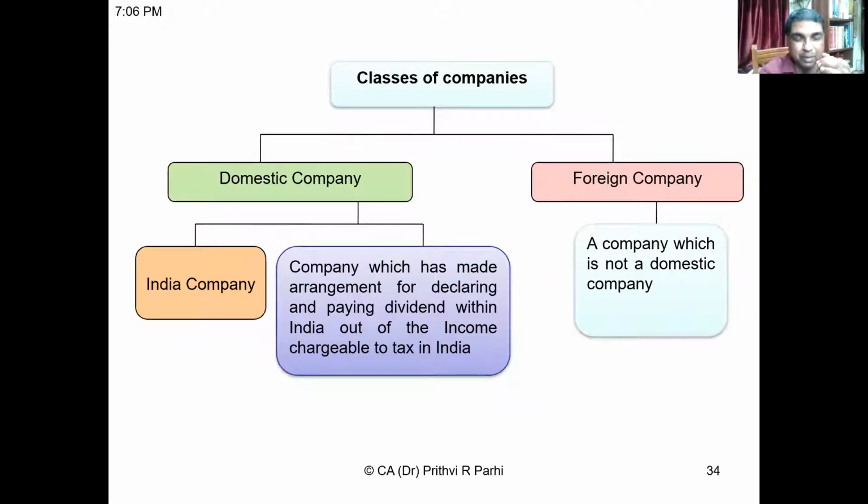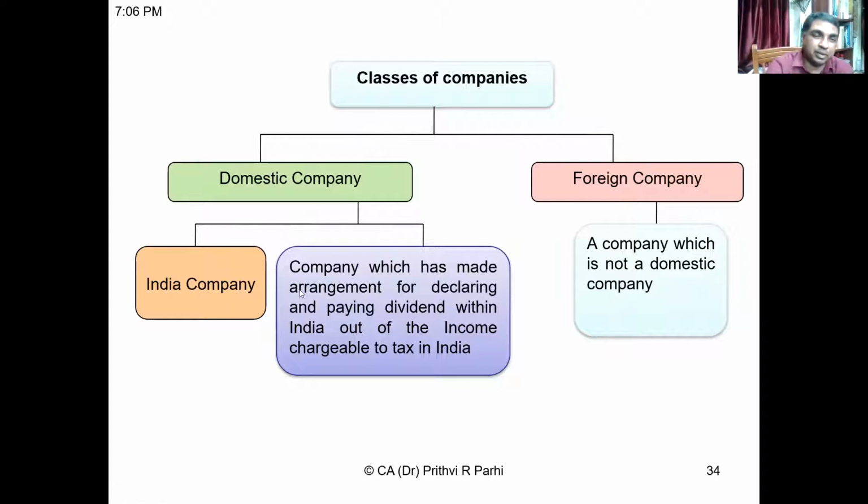Now, for tax purposes, we'll classify our companies like this. We can call some companies domestic companies, some companies foreign companies. First, we need to understand what is a domestic company, because a foreign company is a company which is not a domestic company. So first, what is a foreign company? A company which is not a domestic company. Therefore, it is important for us to understand what a company is.